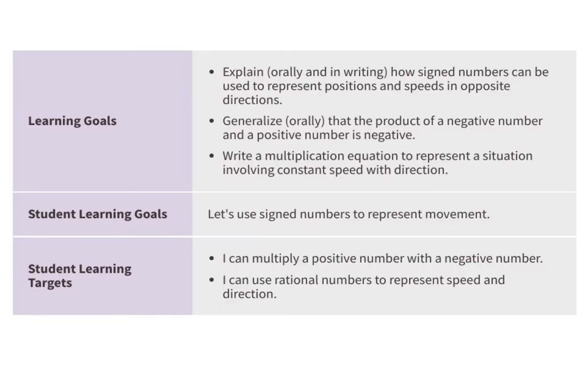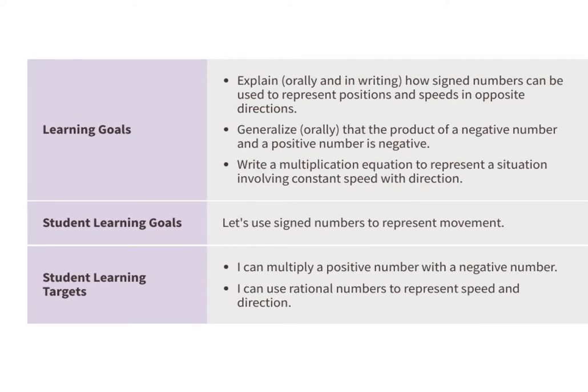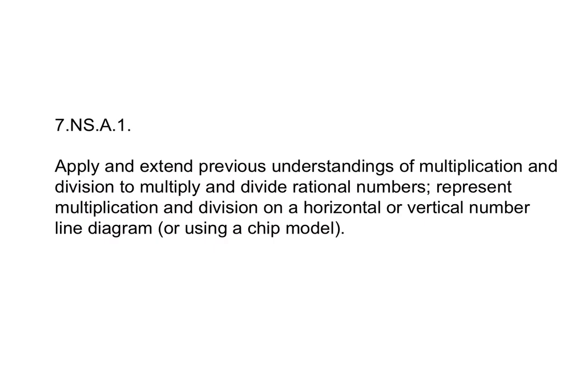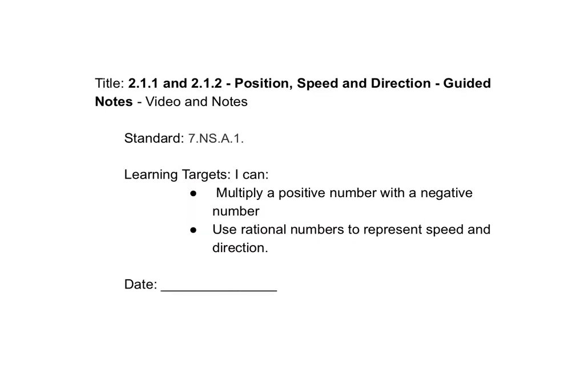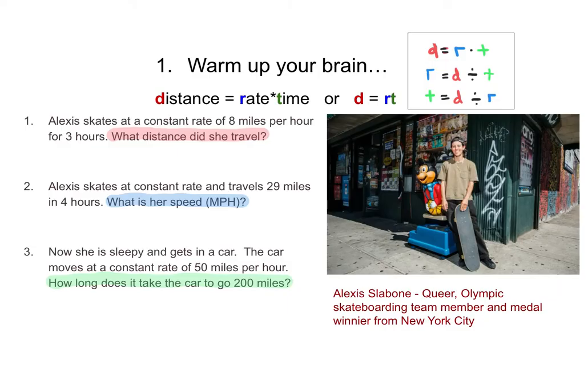Today your learning goal is, let's use signed numbers to represent movement, and your learning targets are: I can multiply a positive with a negative number, and I can use rational numbers to represent direction. Here is the standard we are talking about. And here's how you're going to get your journal page set up. Don't forget to write down your standard, learning targets, and the date, and get those question strips glued in. All right, let's dig in.